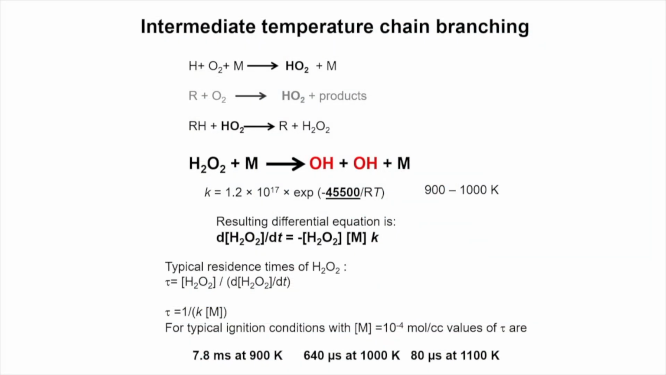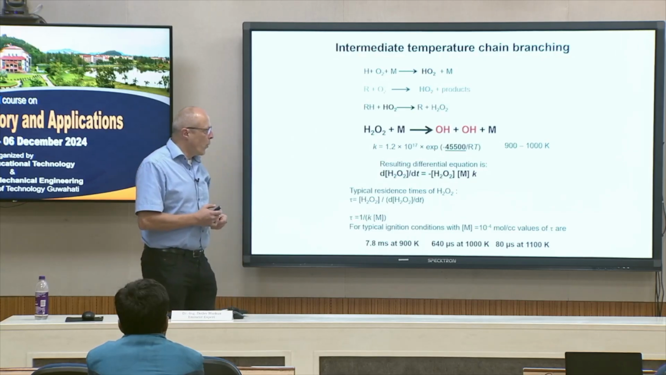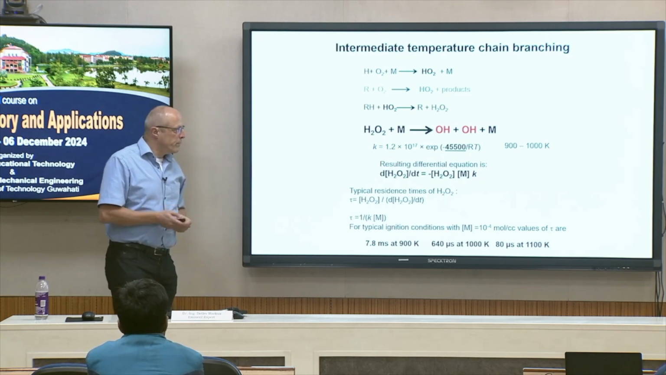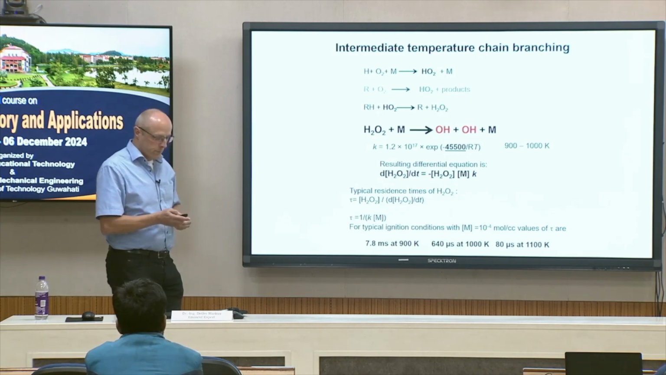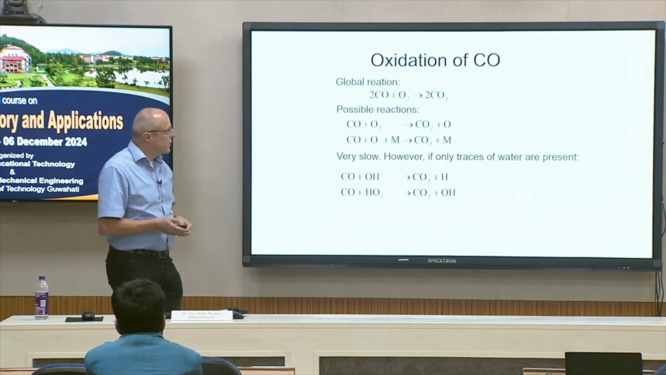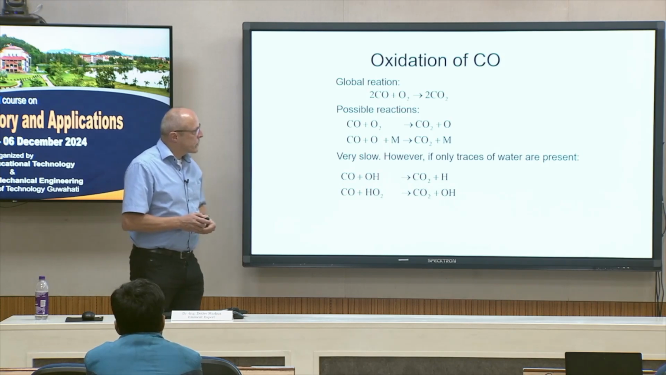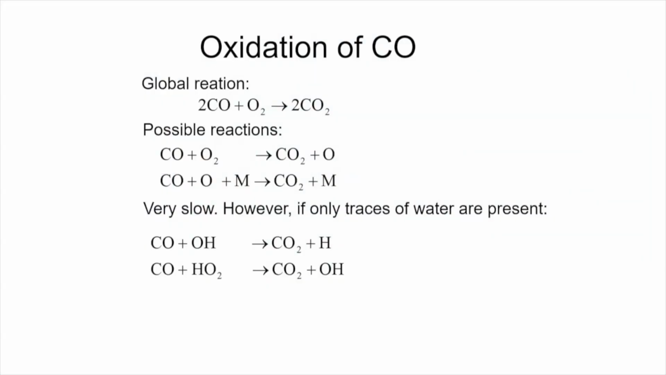This intermediate temperature chain branching, so okay, I have explained already in detail. So here, of course, the formation of this hydrogen peroxide is the important part, and then we get the production of OH radicals. So now we have discussed hydrogen.